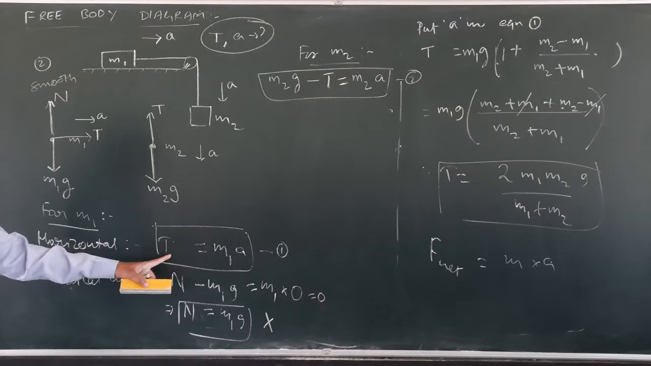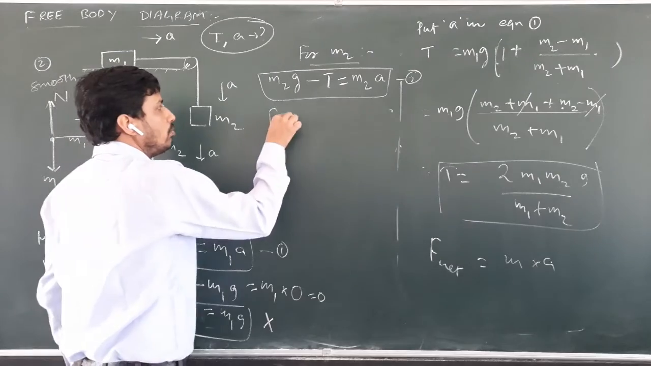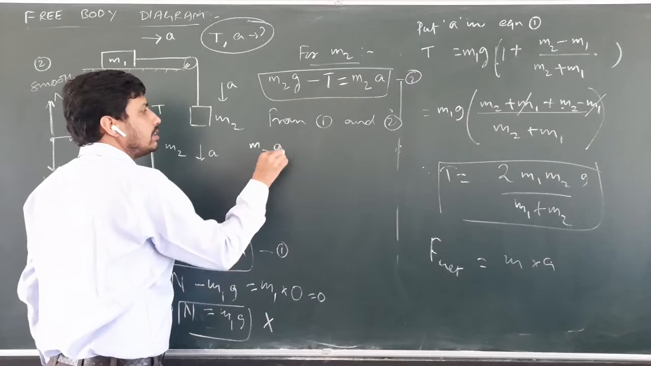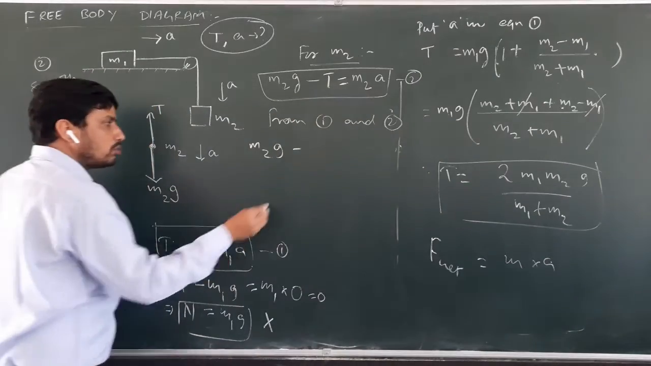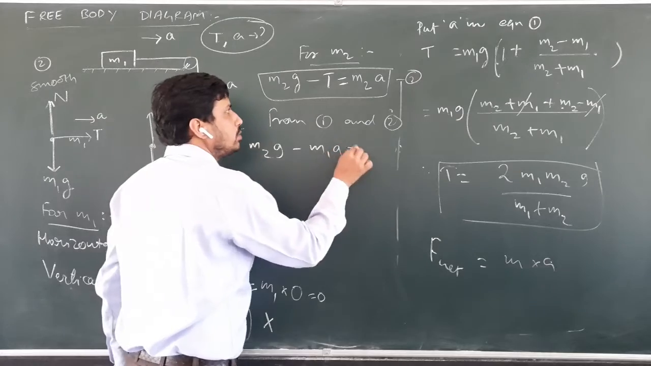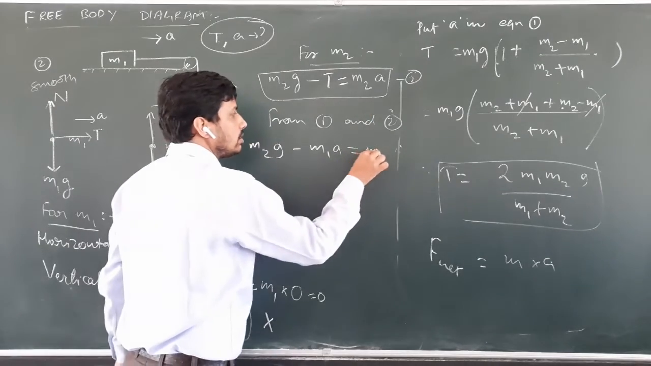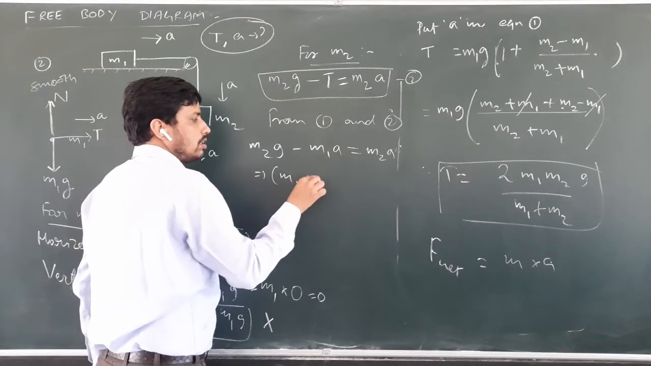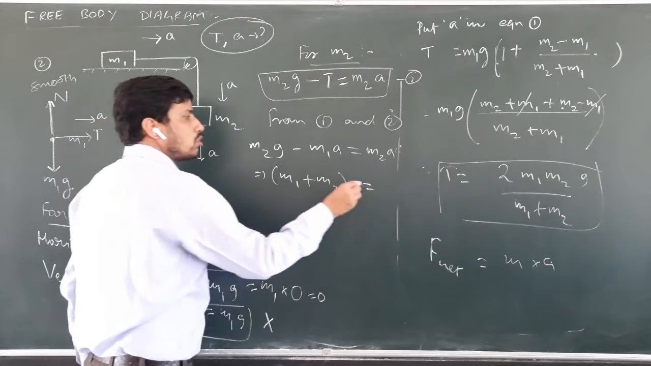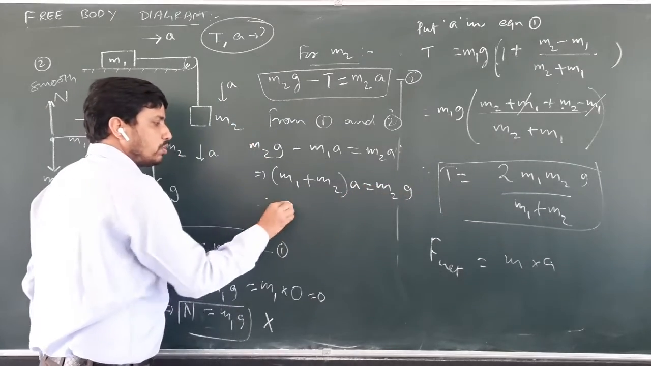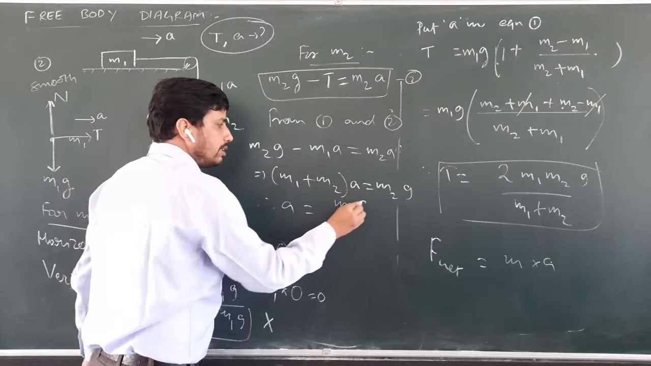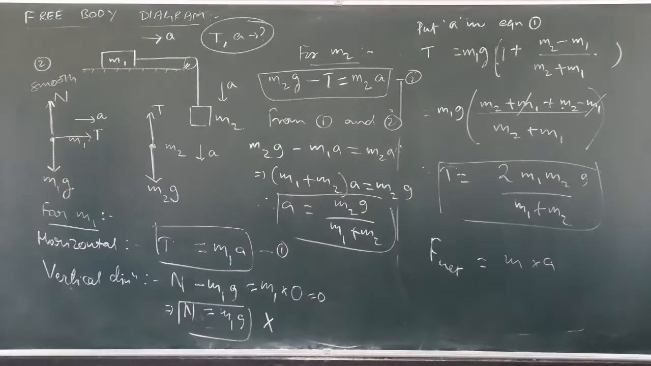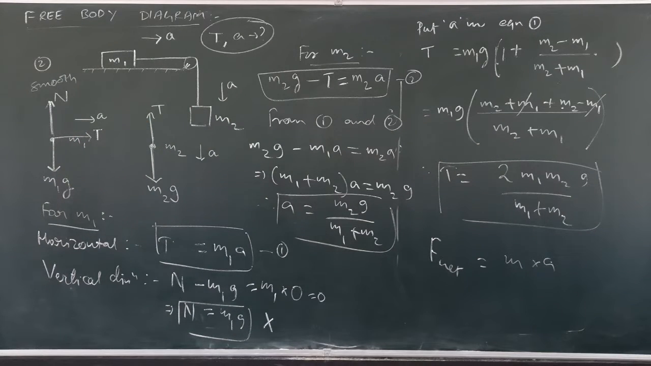Put the value of T from 1 in 2. So from 1 and 2, m2g minus T. Instead of T, how much can we write? m1a is equal to m2a. This will go that side. So m1a plus m2a equals to how much? m2g. And therefore acceleration will become m2g by m1 plus m2. So this is the acceleration answer for this particular question.